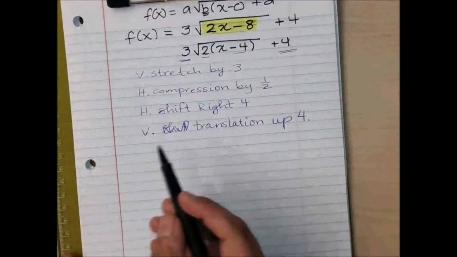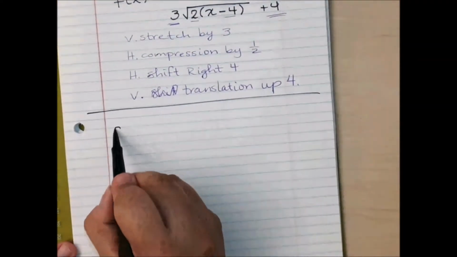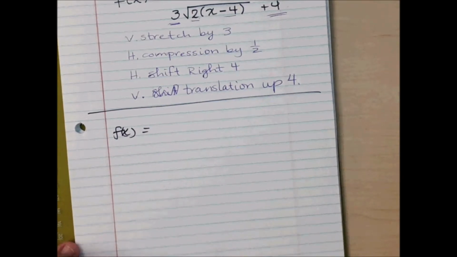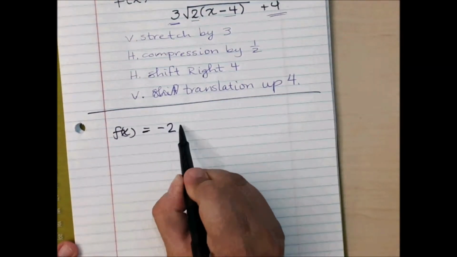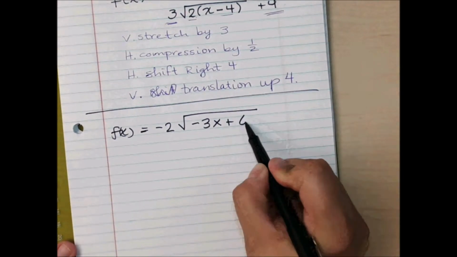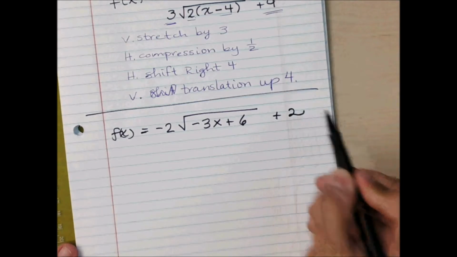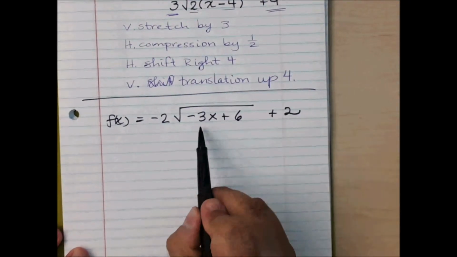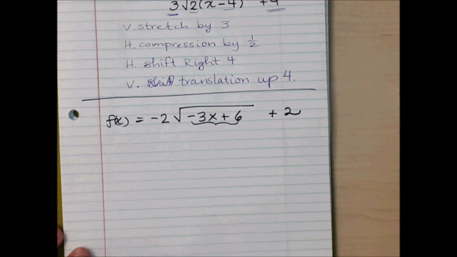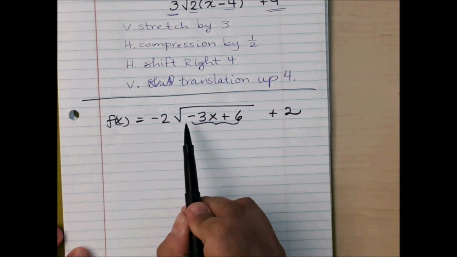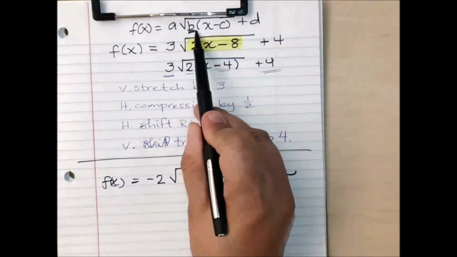So if I had something like, let's say f of x is equal to, I'm just going to say negative 2 times the square root of negative 3x plus 6, plus 2. If I asked you to describe the transformations, again, I want you to look on the inside and make sure the b value is on the outside. You want to see if you can factor anything to get the b value on the outside where we have it.